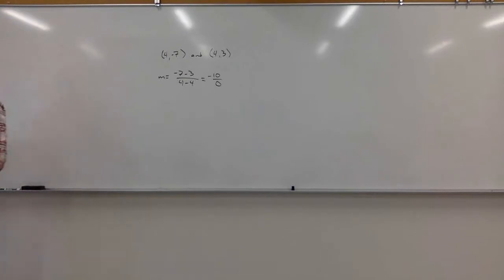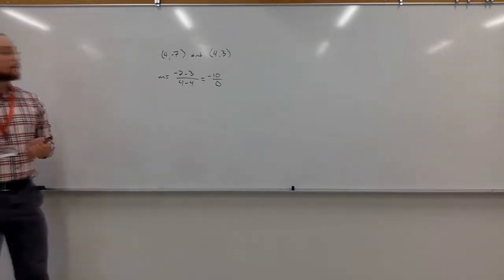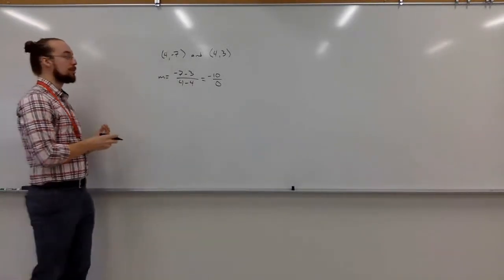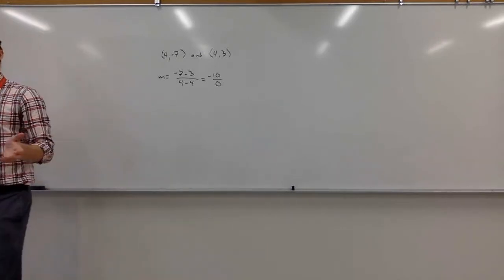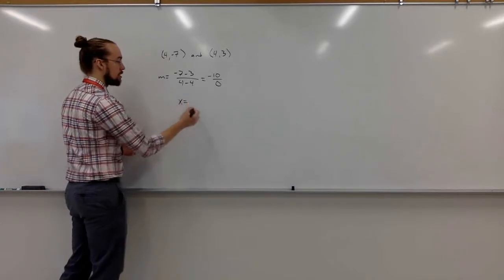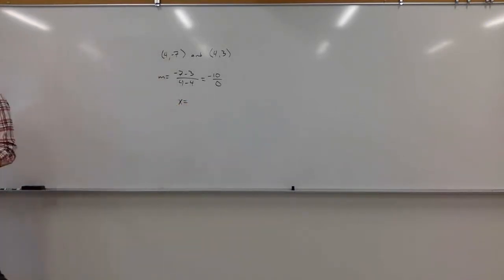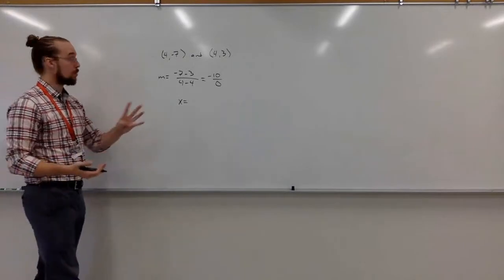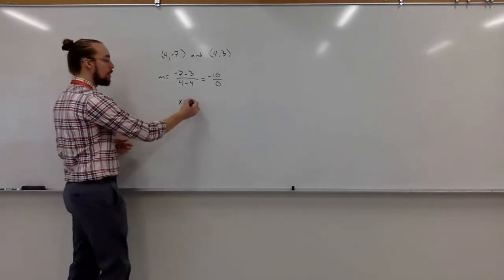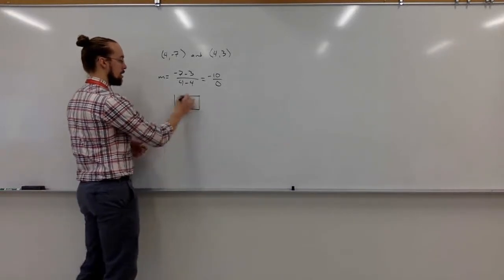What does that mean? What happens if I get a 0 in the denominator of my slope? It's undefined. So is that a horizontal or vertical line? Vertical. Right? So I know from this slope it's a vertical line. That means it will be in the form x equals or y equals? X equals. So from this information, x equals what? X equals 4, whatever the x coordinate of those points is. Right? So the equation of the line is x equals 4.